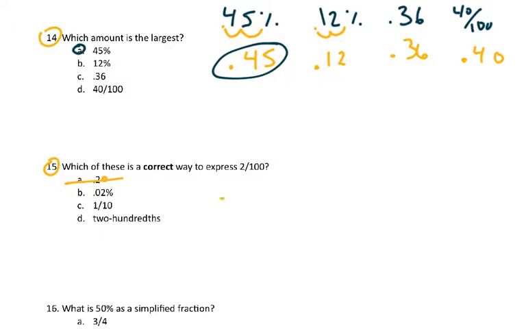0.2%, that means it's out of 100. So if it's 0.2%, we have to move the decimal back 2 more times. So that'd be 0.002. That's too many zeros. We're not doing B. C says 1/10.